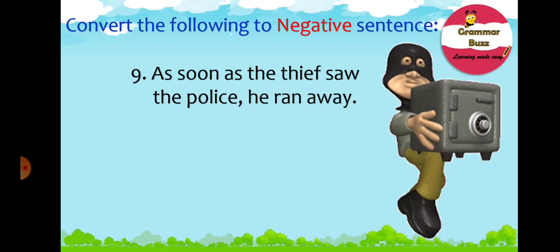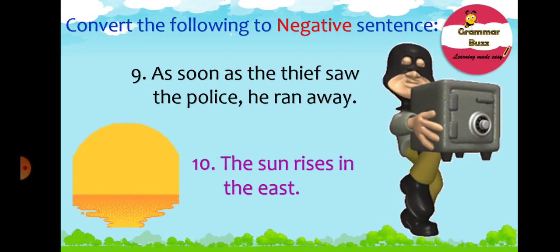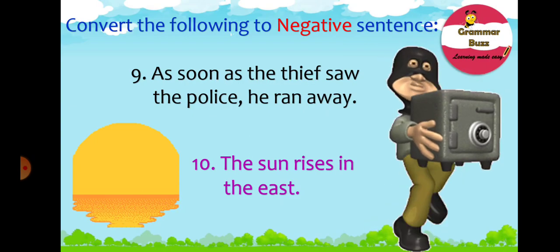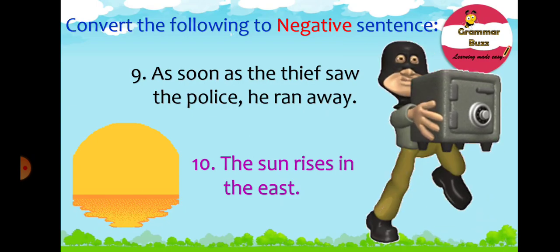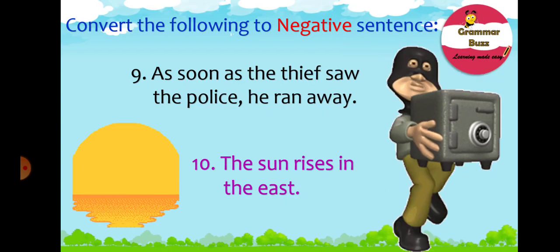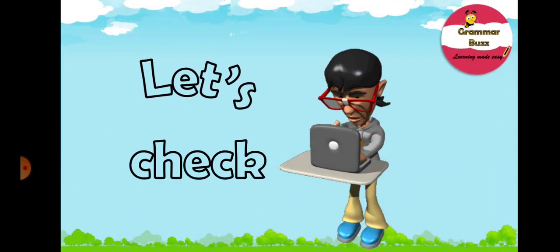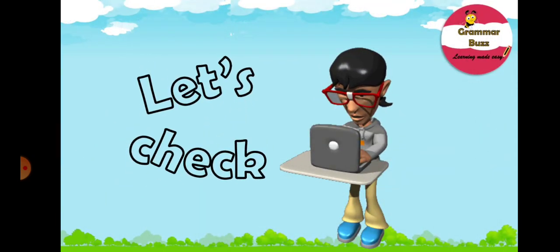As soon as the thief saw the police, he ran away. The sun rises in the east. Pause the video to complete the exercise and then get back to check the answers. Let's check the answers together.